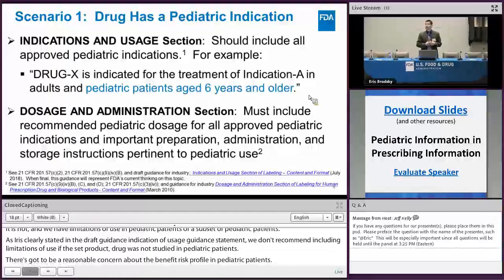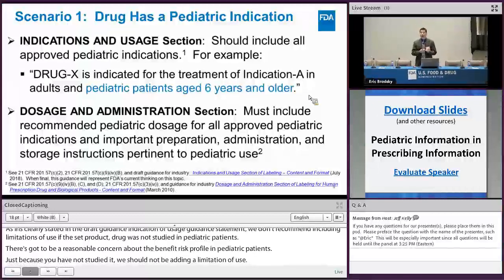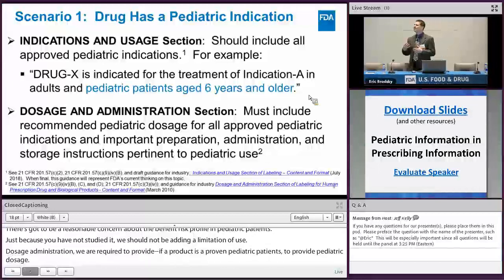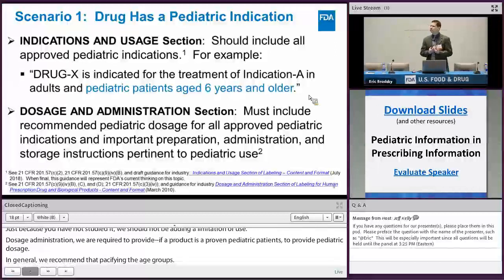Dosage and administration: we are required, if a product is approved in pediatric patients, to provide pediatric dosage. In general, we recommend specifying the age groups in section 2, the dosage and administration section. Also very important to describe important administration instructions and preparation instructions.